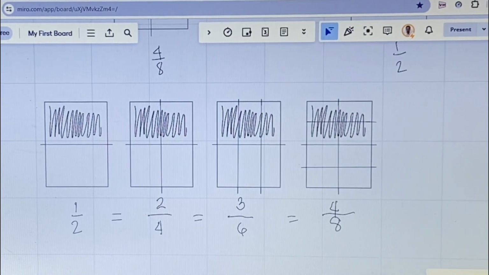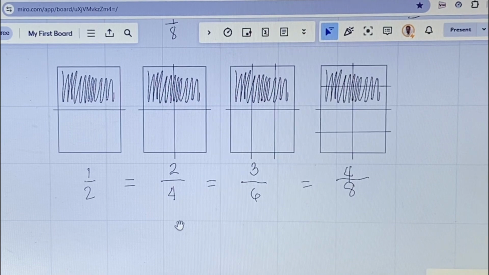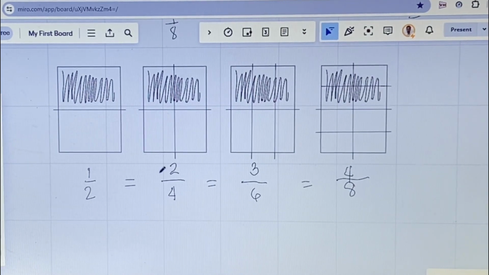Now, what if you wanna learn how to compare them, or how to say that they're equivalent if you don't have a drawing? Actually, there's a way. All you have to do is like this. Let's say we're gonna compare 1/2 and 2/4. Basically, all you have to do is cross multiply. 4 times 1 is 4. 2 times 2 is 4. As you can see, they're equal.